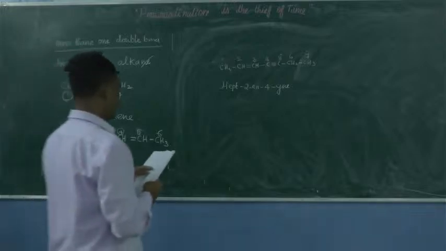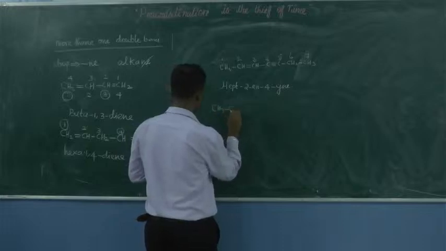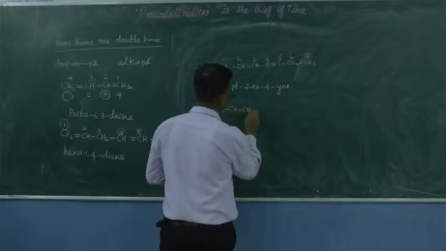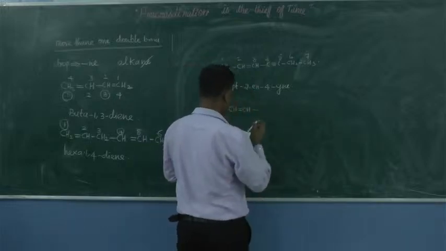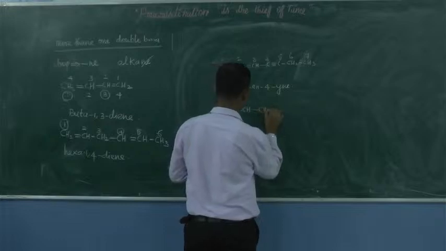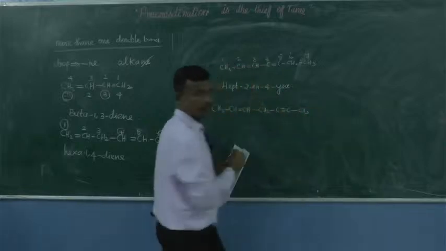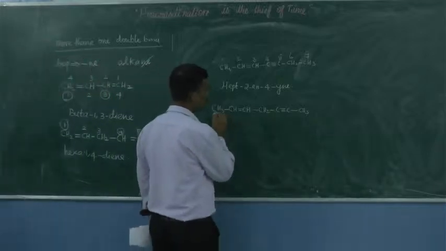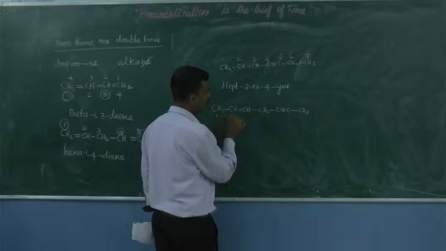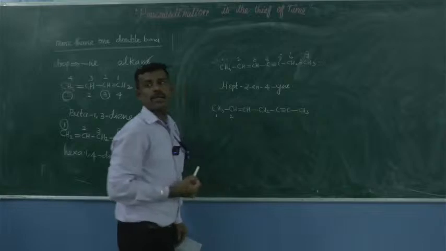Second example is going to be CH3, CH double bond C, so it is going to be CH2 and C triple bond C. Again, you have to go for the numbering. Listen carefully. If I move from left to right, 1, 2, and from right to left, 1, 2. Is it clear? Yes or no?